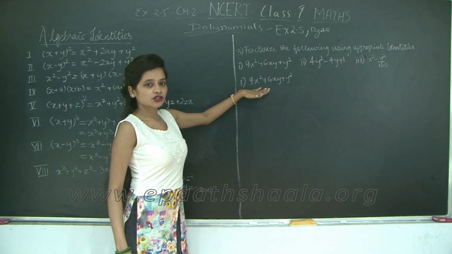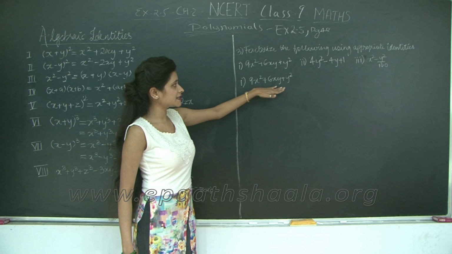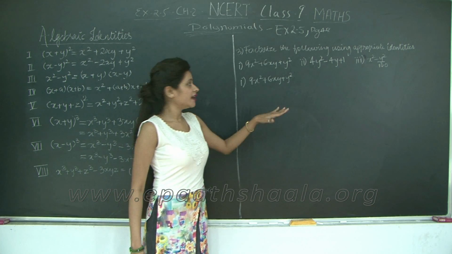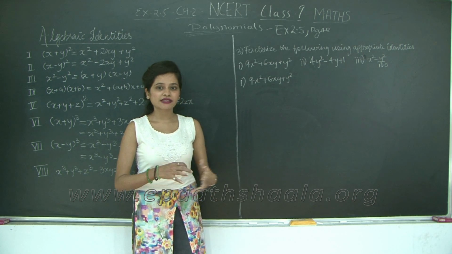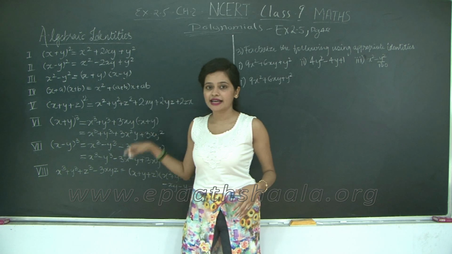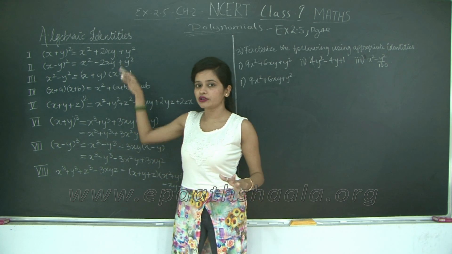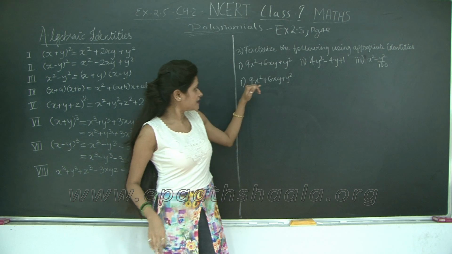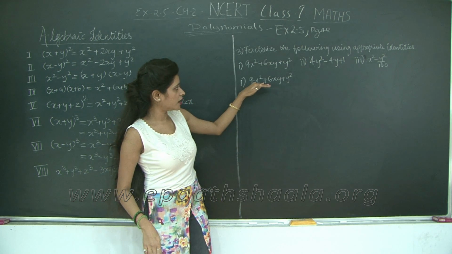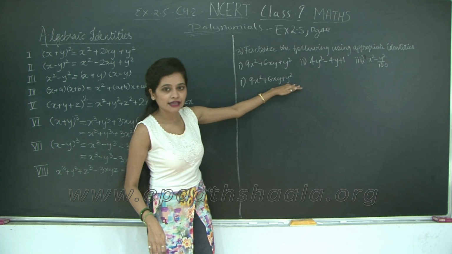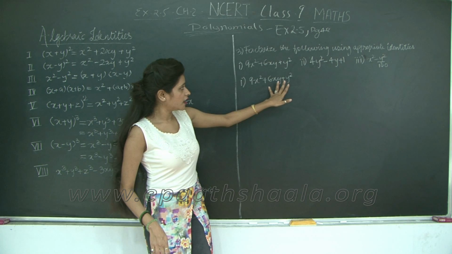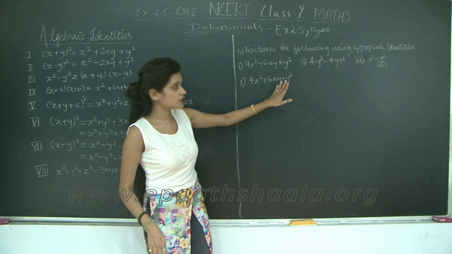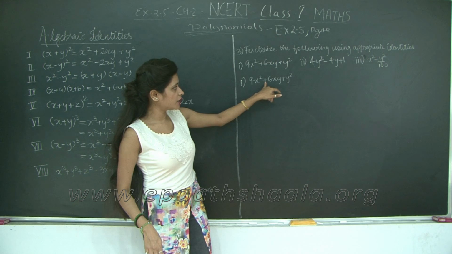So let's look at our first question, which is 9x square plus 6xy plus y square. Now we need to factorize it, so we will have to twist and turn so that it resembles one of these identities. Initially we are going to compare. We have a square term at the first and a square term at the last, and there are three terms, with another term in between, which is a product of the first and the last term in a way, and we have a plus sign.